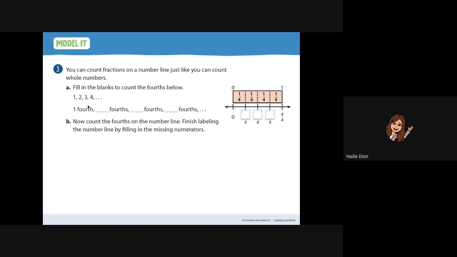So you need to fill in what you believe would go there. So if you need a pause. But like they said, you're counting just like you would count whole numbers. So it would be 1/4, 2/4, 3/4, 4/4. And now you can count by fourths on the number line to label the number line. So 1/4, 2/4, 3/4, 4/4, and as we can see, 4/4 is also the same as 1/2.